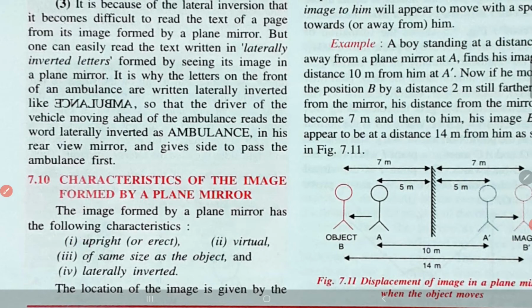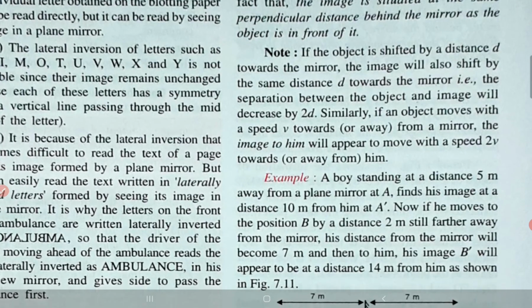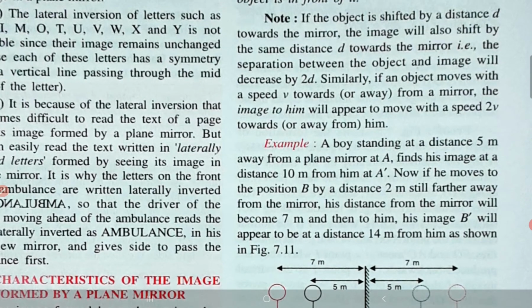Okay, and the 5th one which I was talking about is the location of the image is given by the fact that the image is situated at the same perpendicular distance behind the mirror as the object is in front of it. That's what we had started this video with, right. So note, if the object is shifted by a distance d towards the mirror, the image will also be shifted by the same distance d towards the mirror, that is from behind the mirror. Okay, that is the separation between the object and the image will be decreased by 2d.